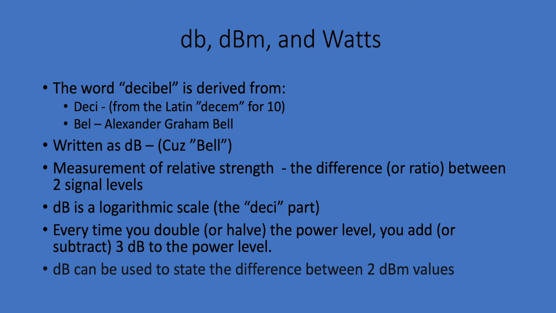dB is a logarithmic scale, and it's a relative difference. And as you know, as hams, every time you double or halve the power level of your transmitter, you add or subtract 3 dB to the power level. So if we have a power level of 30 dB and we double our power level, now we have 33 dB. dB can be used to state the difference between two dBm values in the example I just gave you.